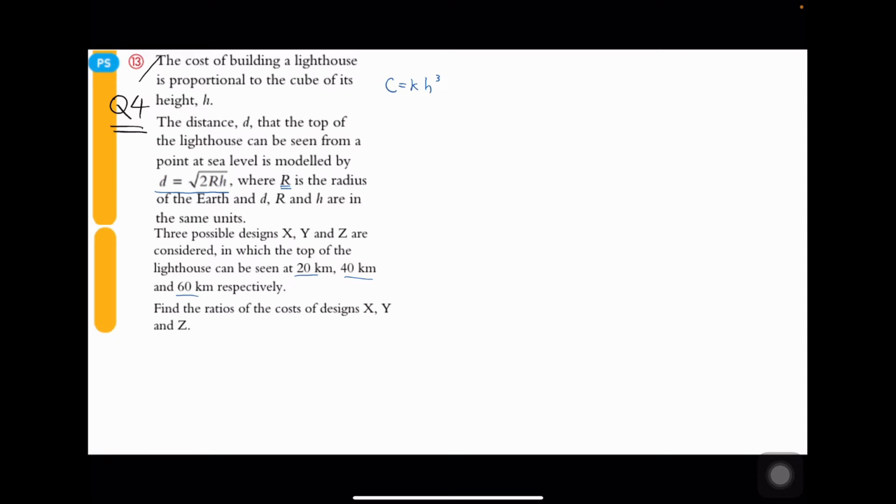So right here, dx equals 20, dy equals 40, dz equals 60. Find the ratios of the costs of the designs. So we need to find three different c values, cx, cy, and cz. So if dx equals 20, then what is h going to be? So we're going to have three different h values, okay.